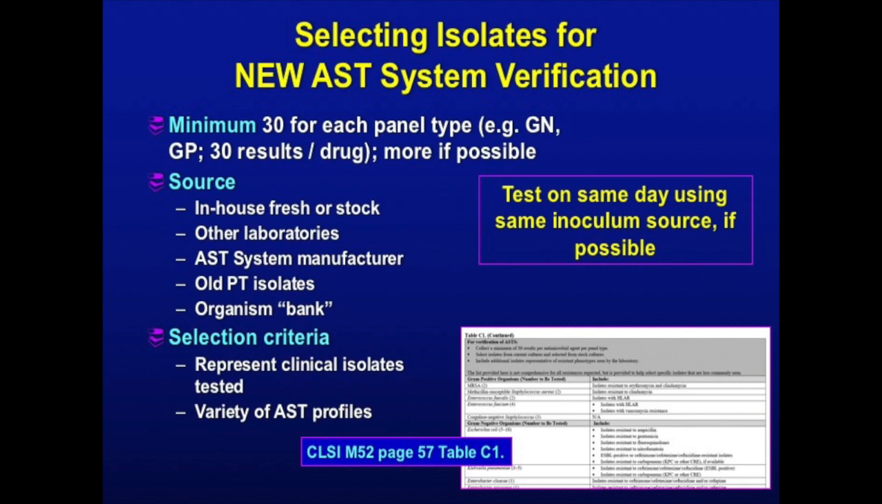In terms of selection criteria for deciding which isolates to include in your verification, we want to make sure we include representative clinical isolates, those types of isolates we might see in our laboratory, and also isolates that have a variety of susceptibility test profiles.